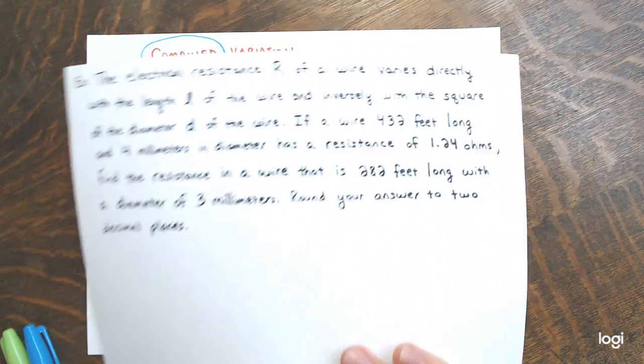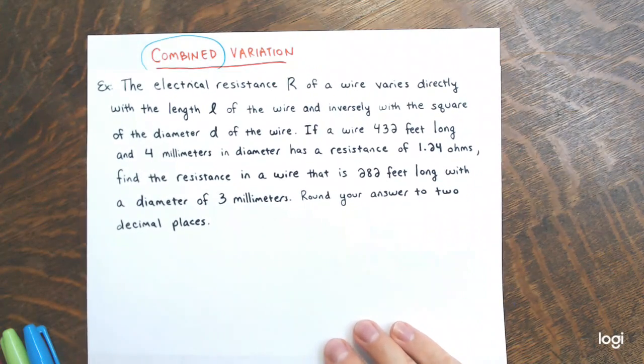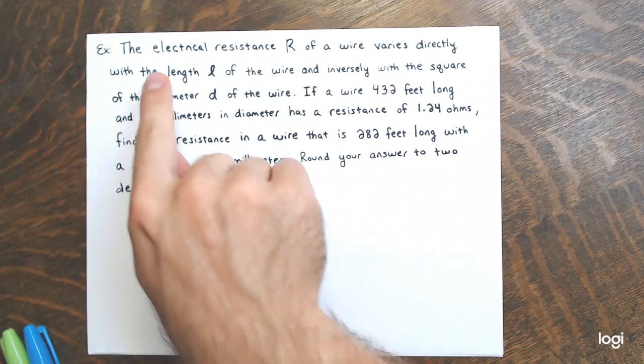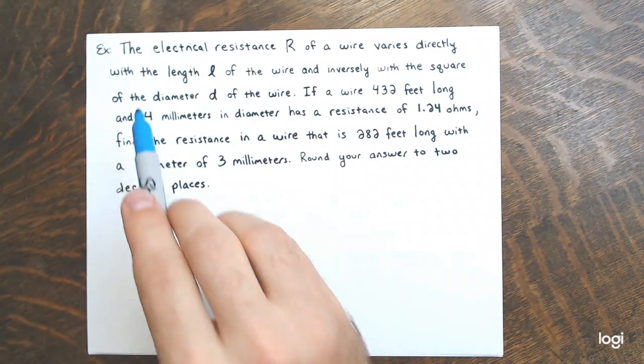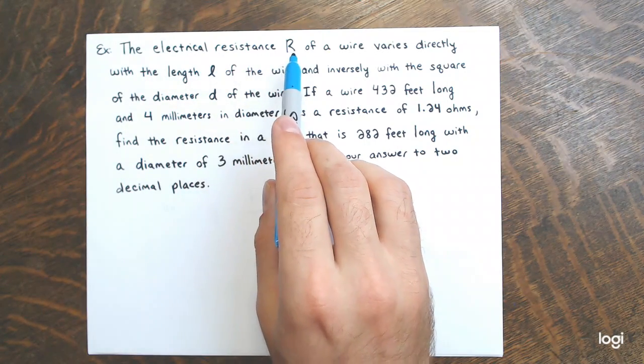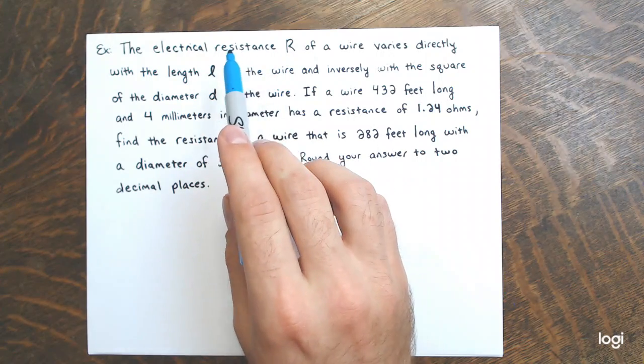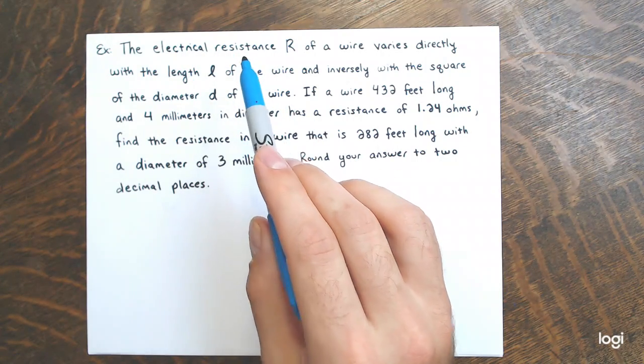Another word problem here for you. I have another little physics problem, an electricity problem. And if you're not familiar with this stuff, don't worry about it. We're just going to be using the concepts. Just keep track of the units and what letter means what. You don't really have to know anything about electronics to be able to do this. So I have the electrical resistance called R, right? So R represents the electrical resistance of a wire.